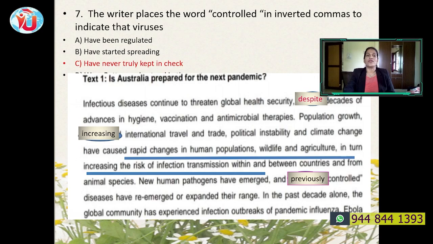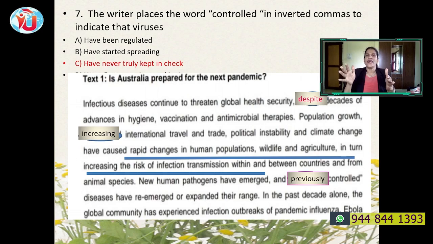New human pathogens have emerged and previously, again a time expression, controlled diseases have re-emerged or expanded their range. The clues I talked about may not all be in one sentence or one paragraph, but some clues will be there which you have to follow through to get the answer right away. They say 'in turn', 'increasing', 'new', 'previously', that means the answer is here.